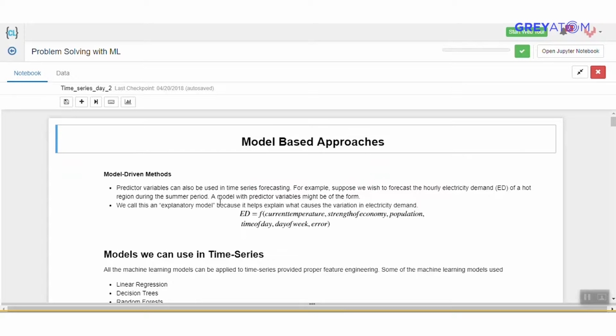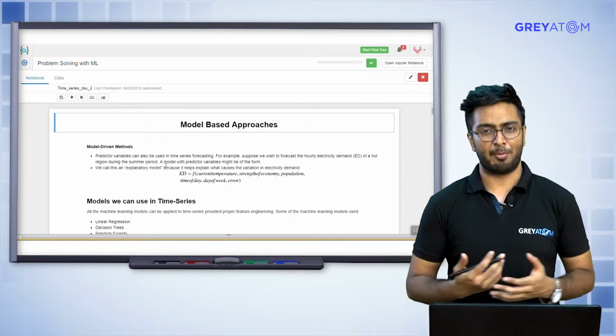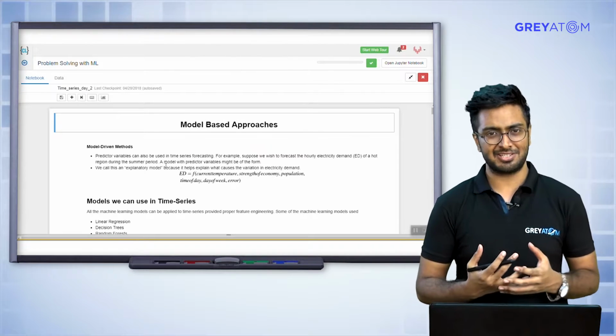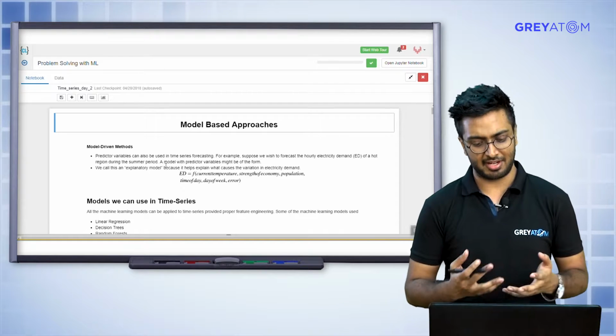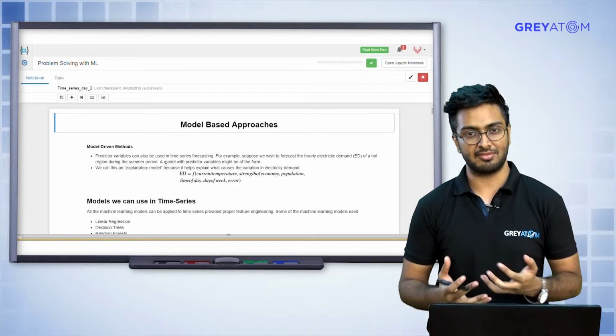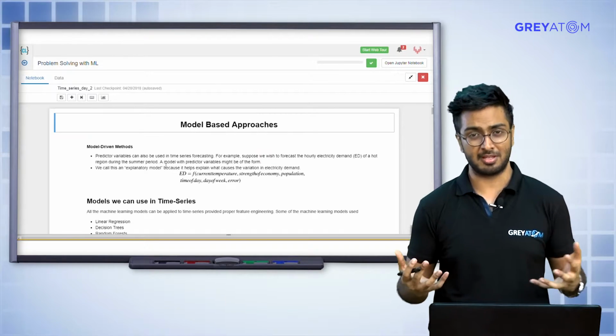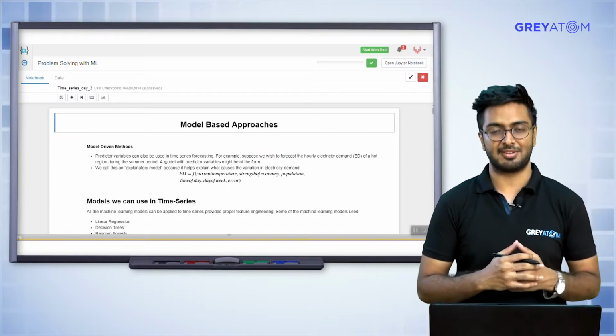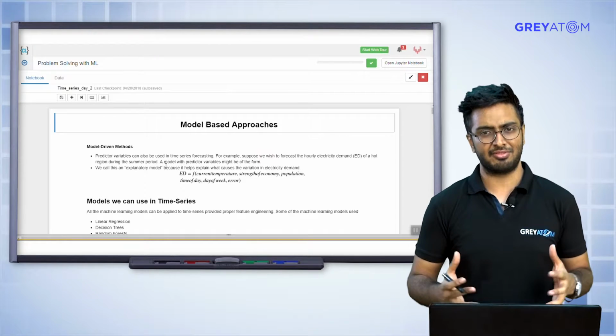So as I start, the first up is talking about model driven predictions. Say you're trying to predict the electricity demand of a country or a state at any particular point in time. As you can see, the electricity demand is a function of the current temperature, a function of the population strength, a function of the strength of the economy, and all of those different features, right?